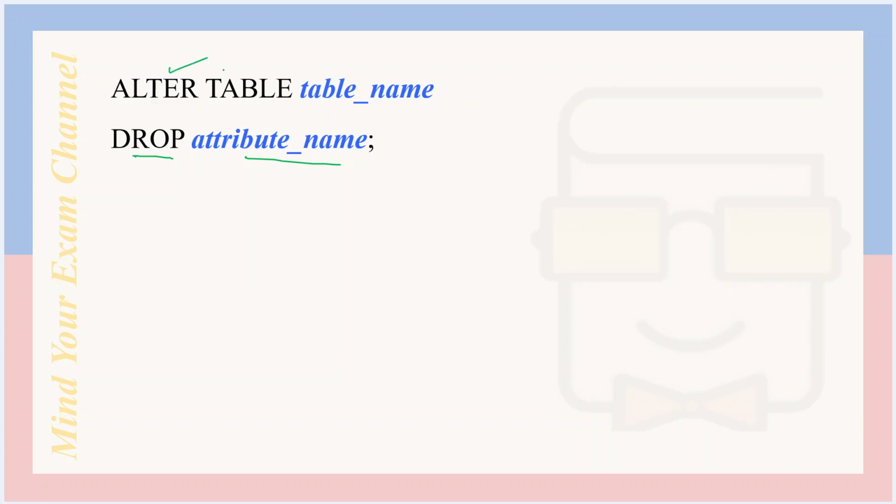Okay, so to drop or to remove any particular attribute or column from a given relation, you write the alter table keywords, then you specify the name of the table, then you write the drop keyword followed by the name of the attribute that you want to remove from that table.